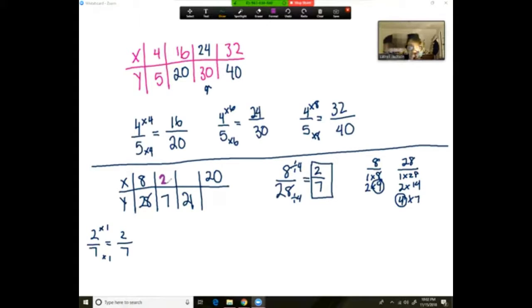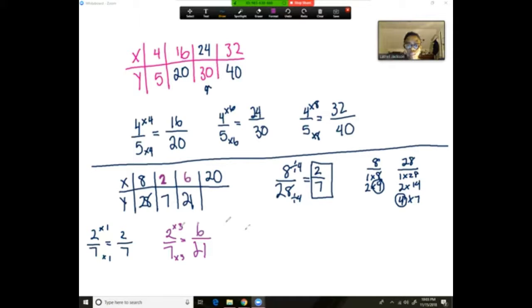Okay, so the next one we found out was our ratio. Let's find some more. 2 over 7. We got 21 in the denominator. How do we get from 7 to 21? Well, multiply by 3. 7 times 3 is 21. Do the top too. 2 times 3 is 6. So that's what goes up top.